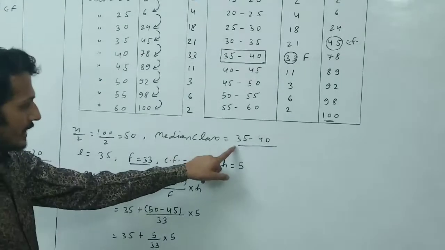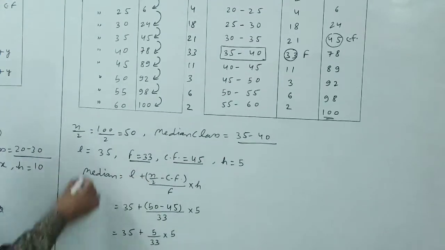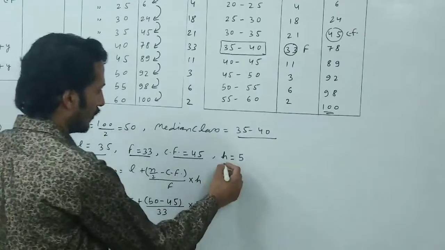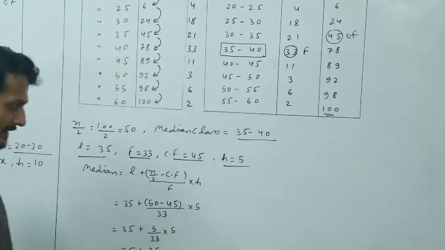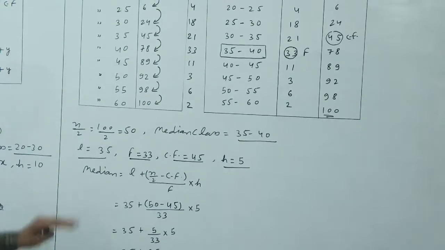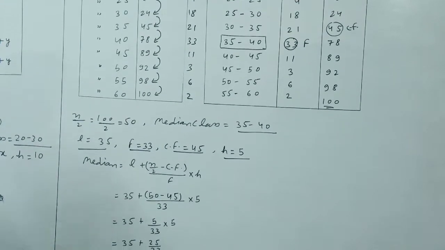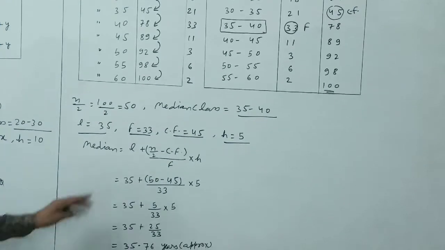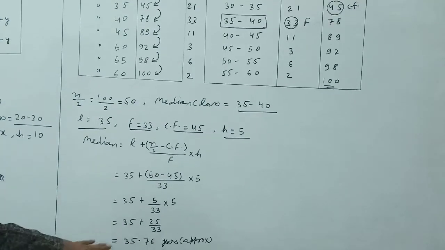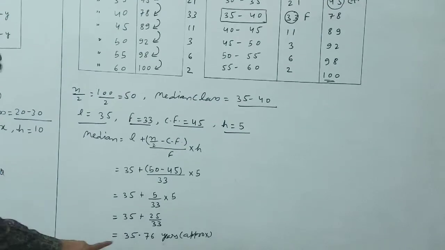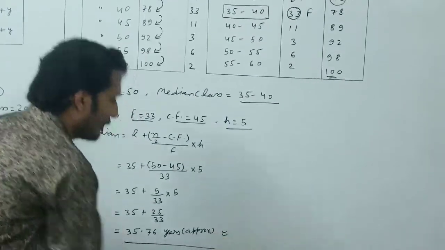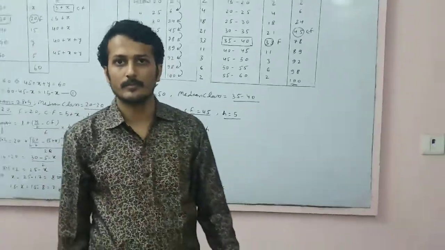Now the lower limit of the median class is L, so L equals 35. The gap between the lower limit and upper limit, that is the class size h, is 5. Now put the values in the formula of median, that is L plus (n upon 2 minus cf) upon f into h. By putting the values and calculating, we get median equals 35.76 years approximately. Thank you.